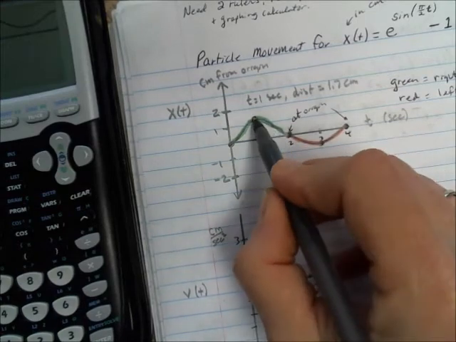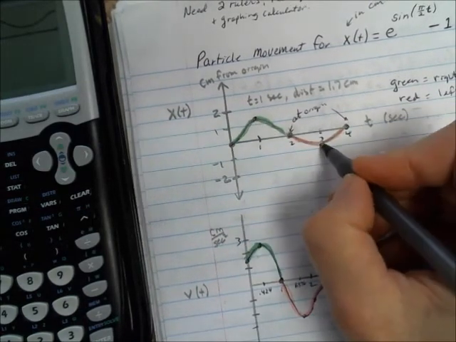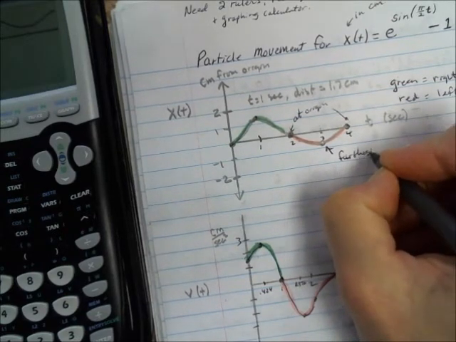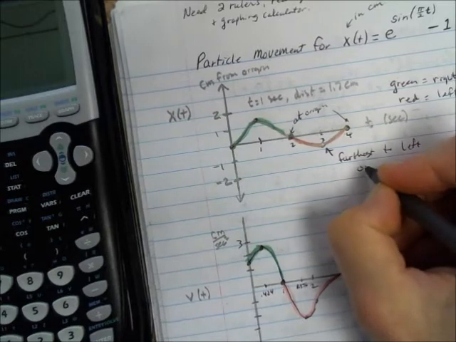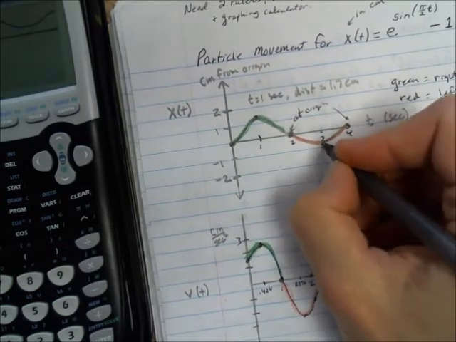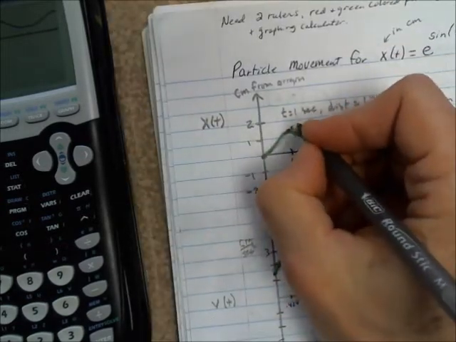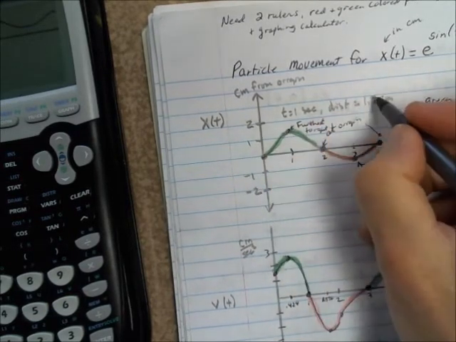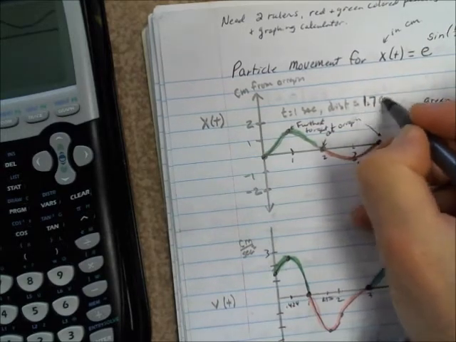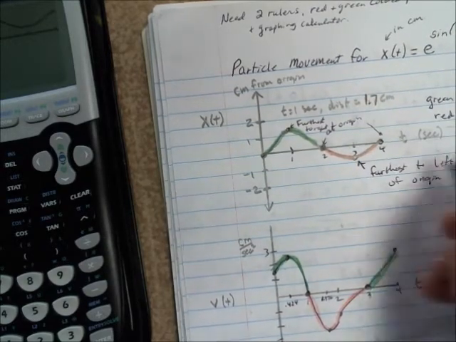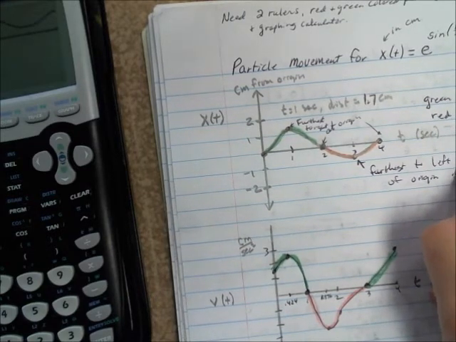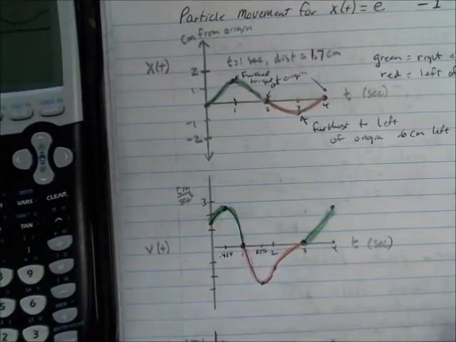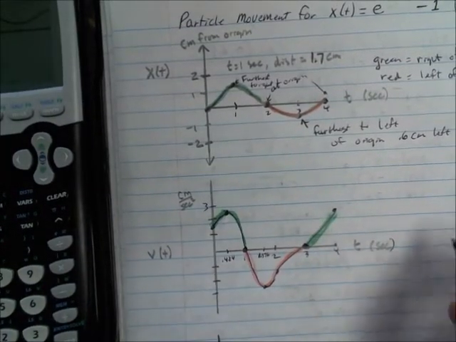This is the furthest from the origin it ever gets to the right, and this is the furthest to the left. This minimum point, and this is the furthest to the right. And the furthest to the right it gets is at 1.7 centimeters, and the furthest to the left, I think we said it's about 0.6 centimeters left. All right. So now, what do the green and red mean here?